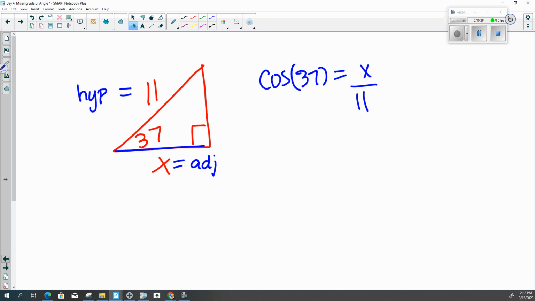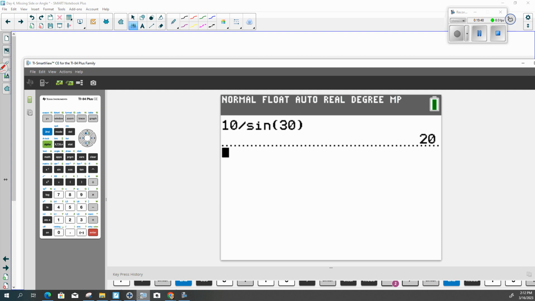So Ambrose, I've got x divided by 11. How do I get rid of that 11? Yes. So 1 step. We like this. When you set it up, you're like, please be in the numerator. Please be in the numerator. So you can type that into your calculator. 11 times the cosine of 37.